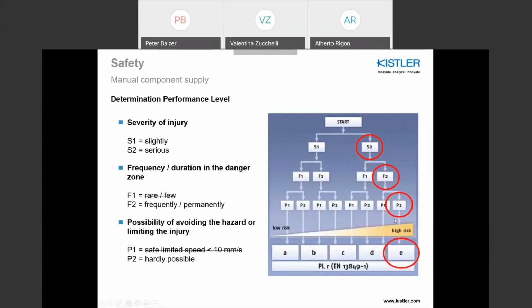Okay, so now let's have a look at a graph for the manual component supply. Here you see the difference is only the frequency or duration in the danger zone. Now we are not only a few times in the danger zone, now we are frequently or even permanently in the danger zone. This means we are jumping directly to performance level E, because avoiding the hazard is hardly possible.